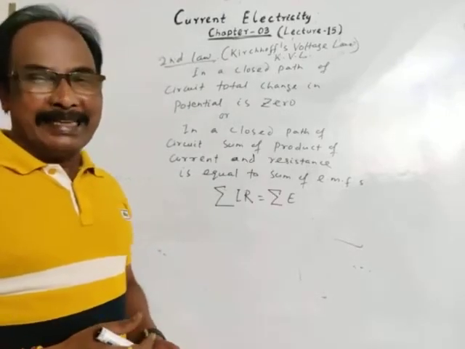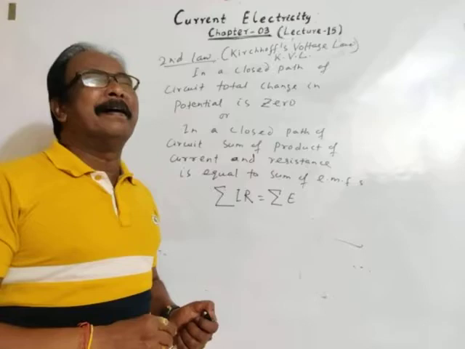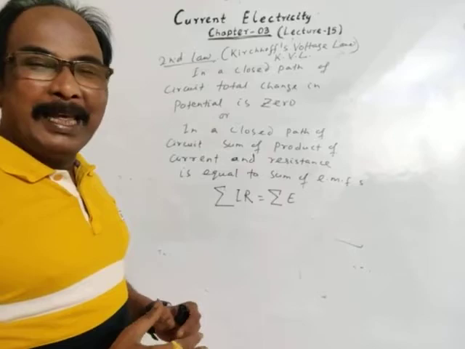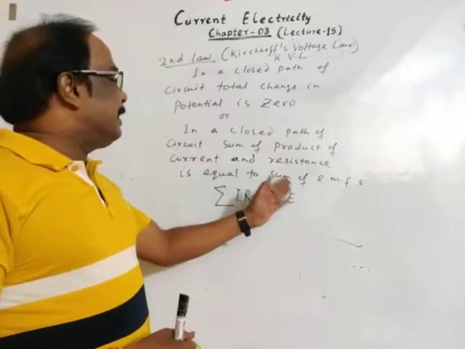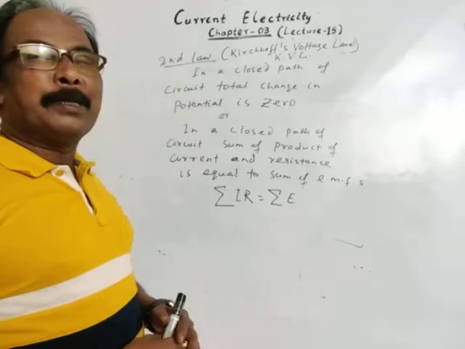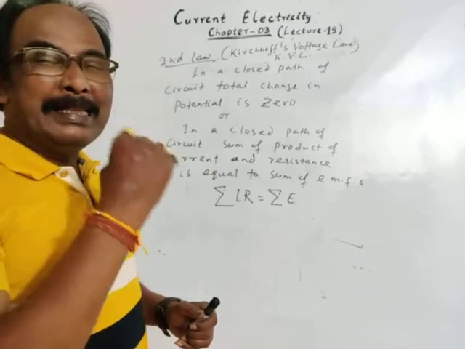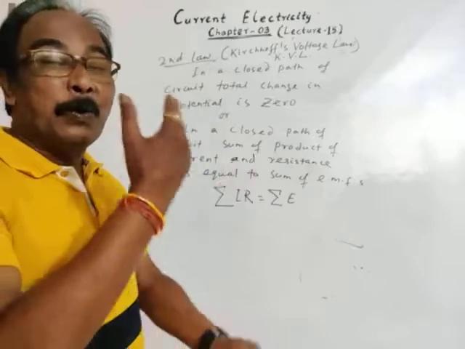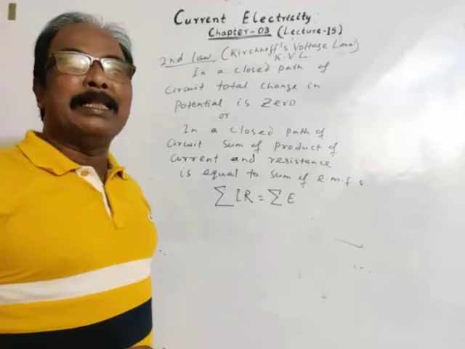So students say it like this; in many places we do use short forms, even our names we use in short form. So the total change in potential in a closed path of circuit is zero. Again, we know potential is a source of energy, and the total change in potential is zero.